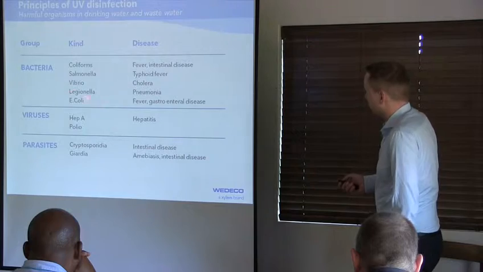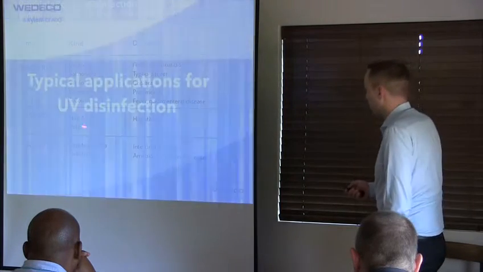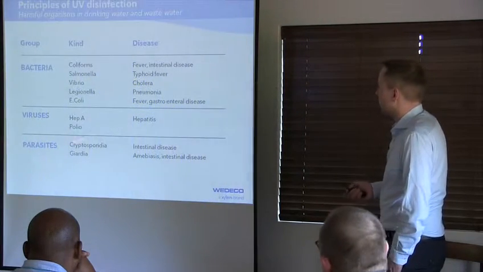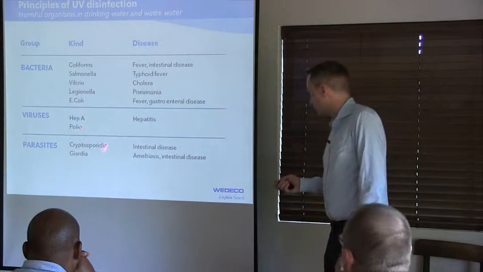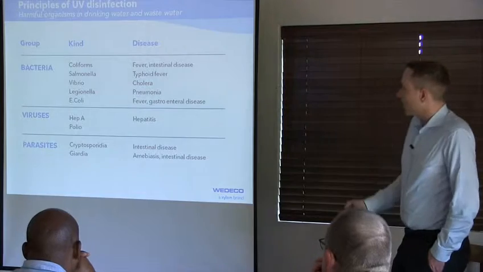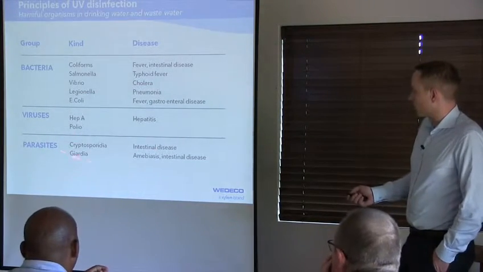We normally look at viruses. It's hepatitis A, polioviruses, or also we should have added here adenoviruses. And the main target group is of course Cryptosporidium and Giardia.